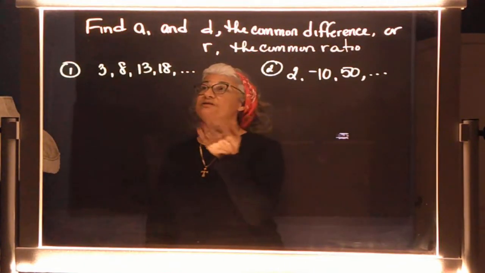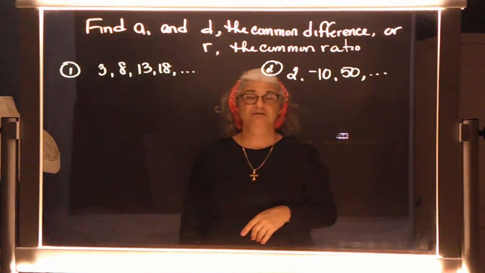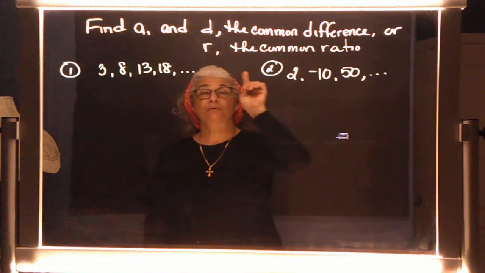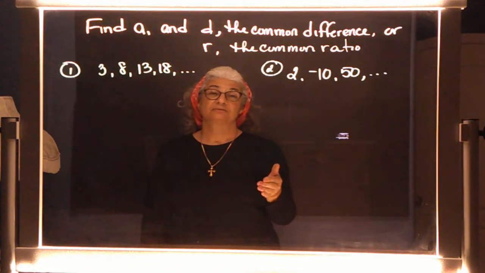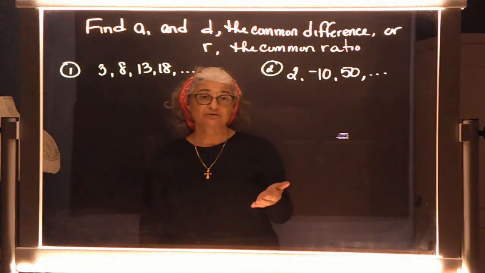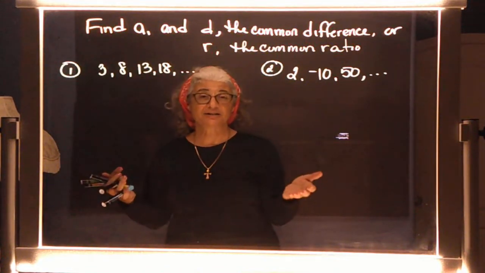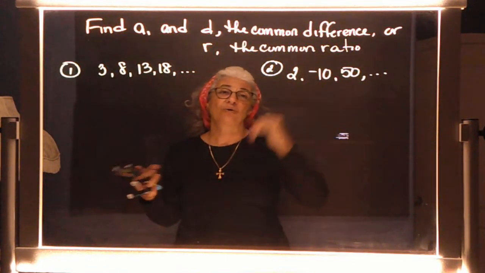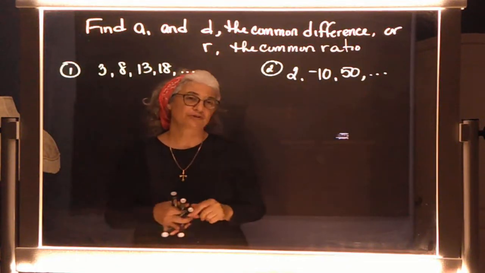Okay, so let's look at these directions. They're asking us to find a sub 1, which is term number 1, and either D, the common difference, or R, the common ratio. So basically what they're asking us to do is to determine what kind of sequence I have. Because depending on what kind of sequence I have will tell me if I'm finding the common difference or the common ratio. Cool? Okay, so let's take a look at the first problem.